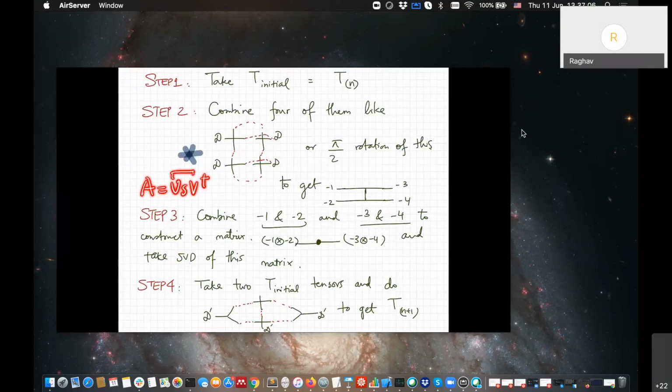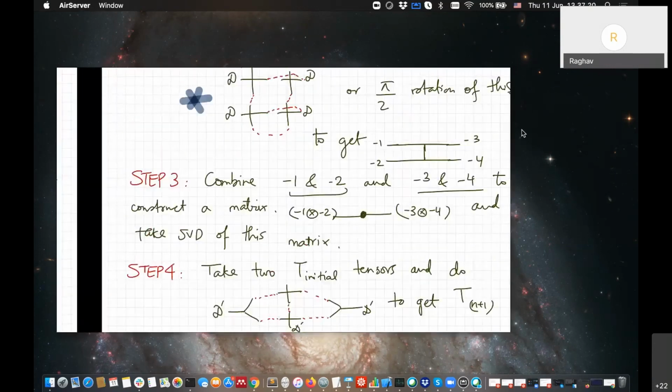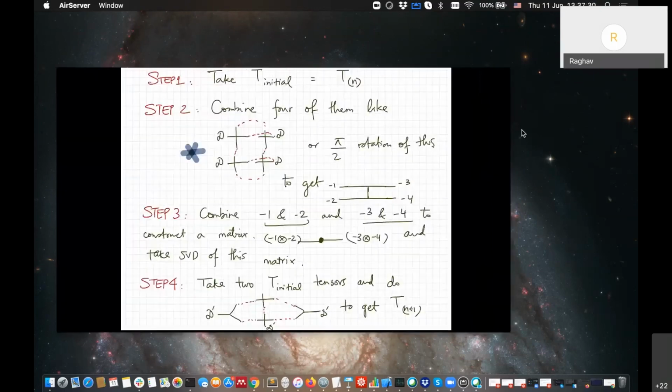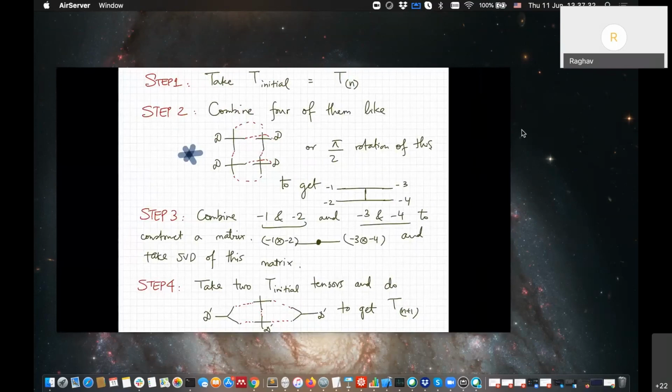So U, S, and V are matrices, and S is the singular values. Once we have this SVD of that matrix, the SVD will have three indices. These are the three indices of the SVD tensor, and then three indices of the same SVD product. And then we take two of the tensors, this one and this one, and construct a rank 4 object again. So this is one free leg, one free leg, one free leg, and one free leg.